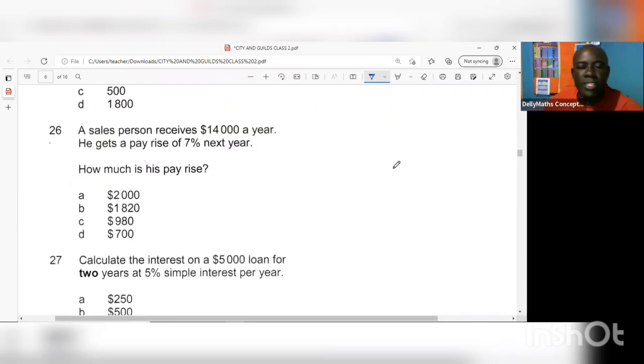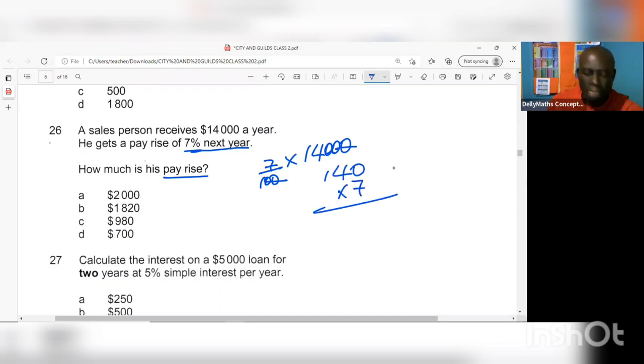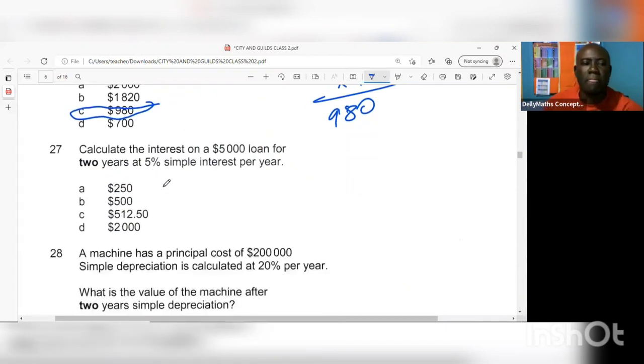A salesperson receives 14,000 a year. He gets a pay rise of 7% every year. How much is his pay rise? So we want to find 7% of 14,000. 0 cancels 0. So it's 140 times 7. All right, so 140 times 7 easily. You just do your multiplication, you get 980. All right, so that is the raise that you'll get, $980.